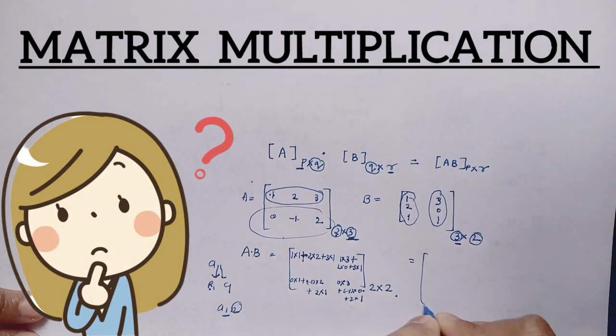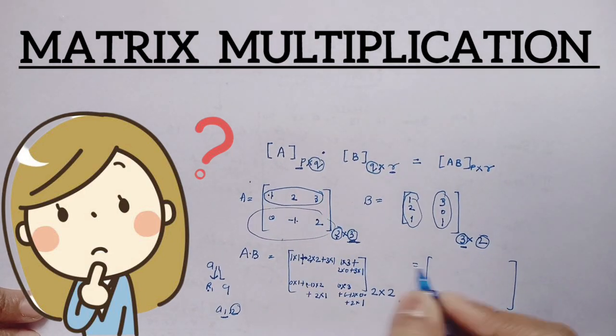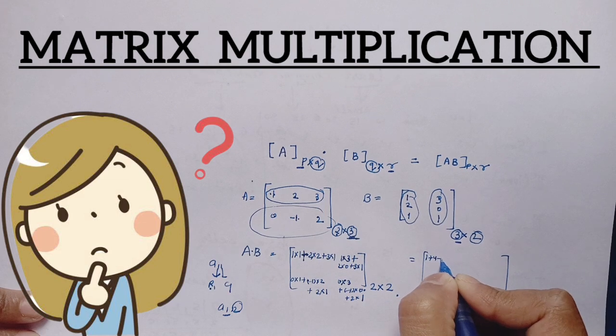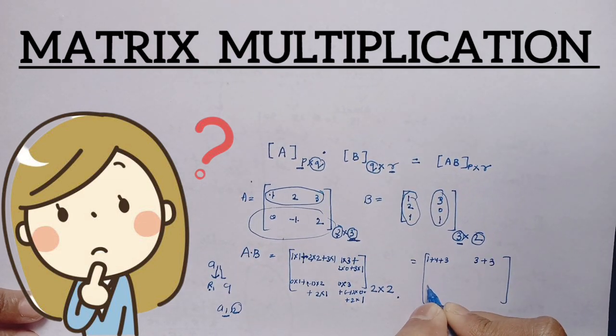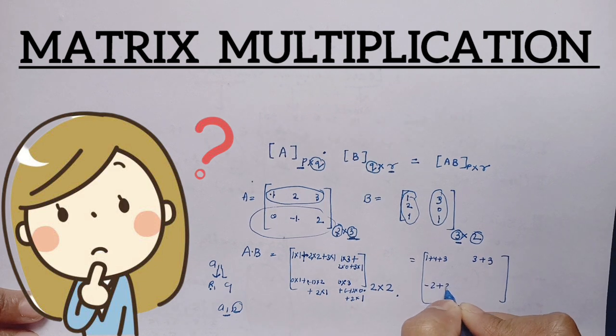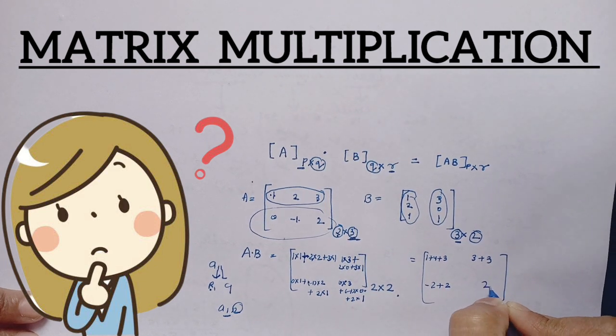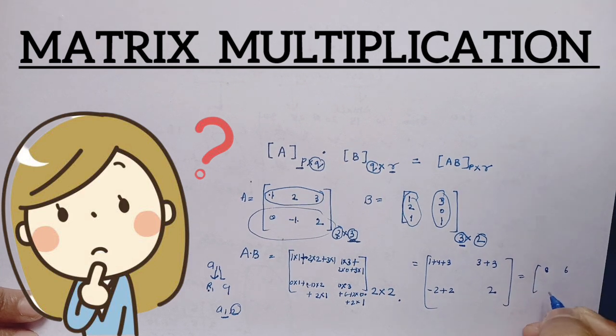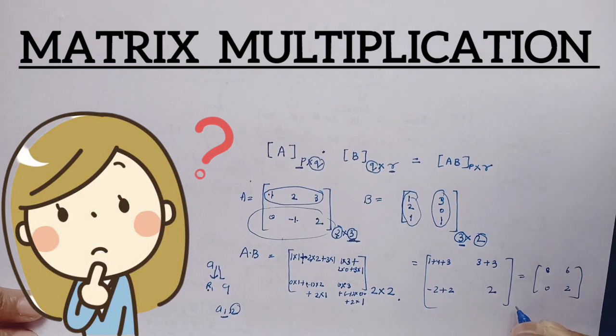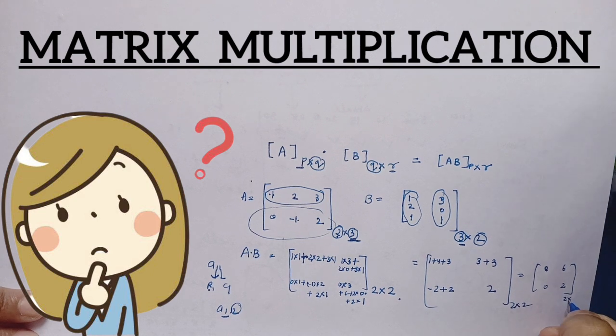So I'll be getting 1 plus 4 plus 3, 3 plus 0 plus 3, 0 minus 2 plus 2, 0 plus 0 plus 2. So that is equal to 8 6 0 2, and that is our final answer.